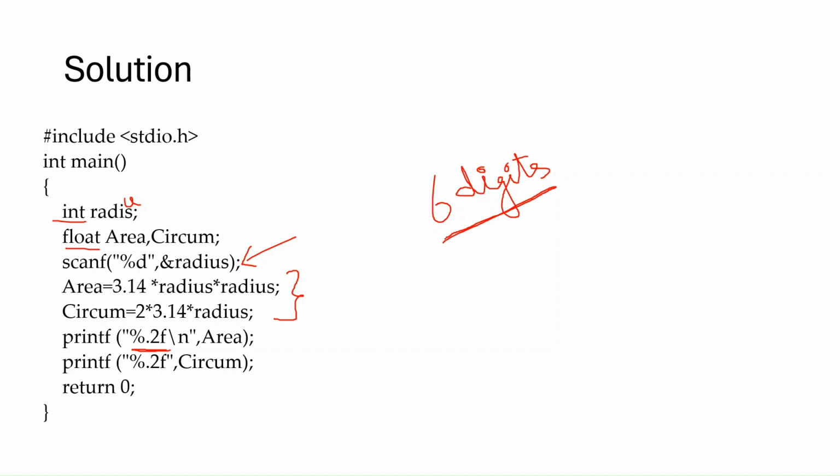So as we have to restrict the number of digits to be displayed after the decimal dot to 2 digits, we are mentioning percentage dot 2 f here. Suppose if you want to display 4 digits after the decimal dot, then we have to use dot 4 f. Likewise, you can restrict the number of digits to be displayed after the decimal dot.